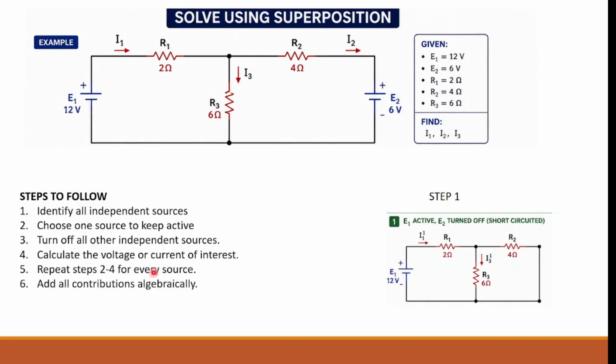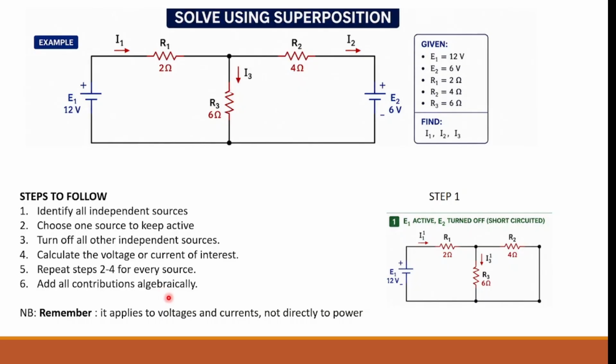Add all contributions algebraically. Okay, it is also important to remember that the superposition theorem, this method of substituting, only works when we're calculating currents and voltages. It doesn't apply when we are calculating power, right? So you cannot substitute one source, calculate the voltage and the current, then calculate the power, do the same with the other source, calculate the power, then add all the powers together. That is not going to be right. That is only right when we apply it to voltages and currents.